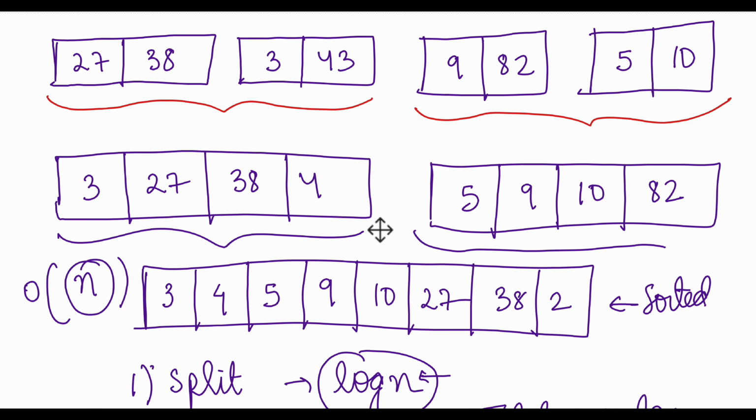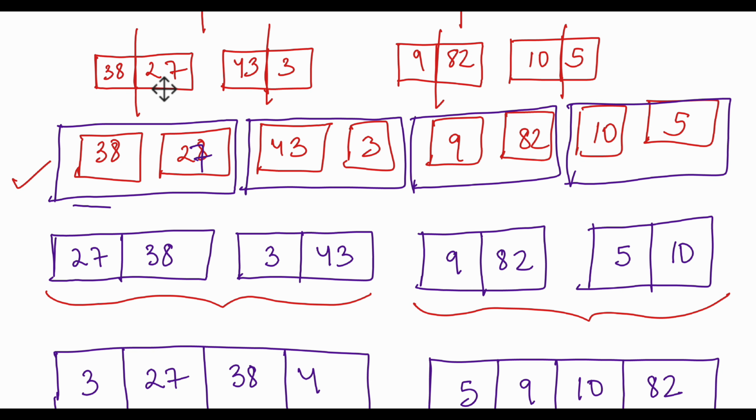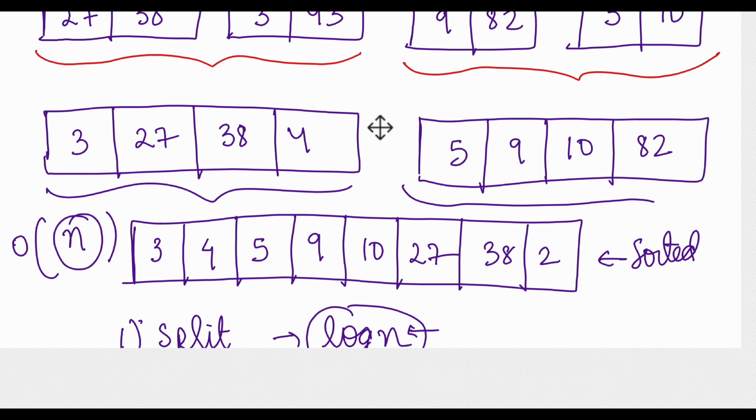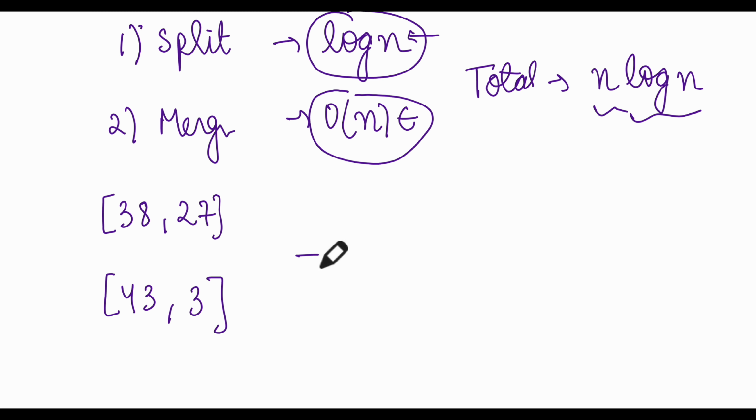Now you will ask, for example, how does this sorting happen? For example, let us say I am having this 38, 27 and 43, 3. How do I create a sorted list out of this? So let us discuss that part now. Let's say we have 38, 27 and 43 and 3. So how do I create a sorted list from these 4 elements? Pay very close attention to this.